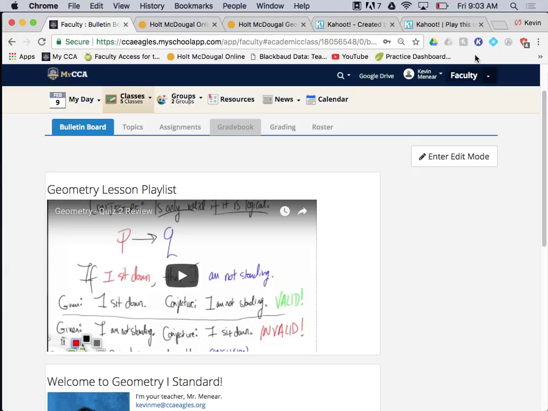Okay. So, two things. First thing, protractors. Those of you who brought protractors today.